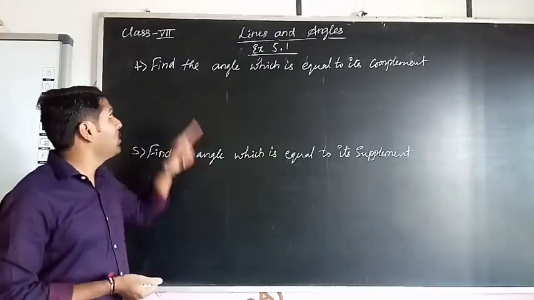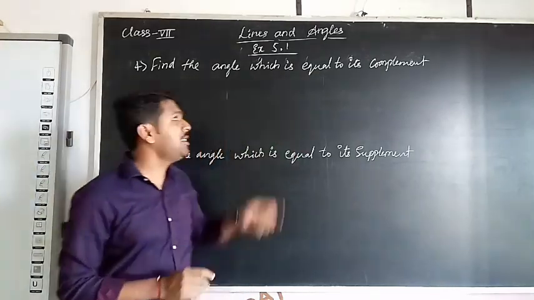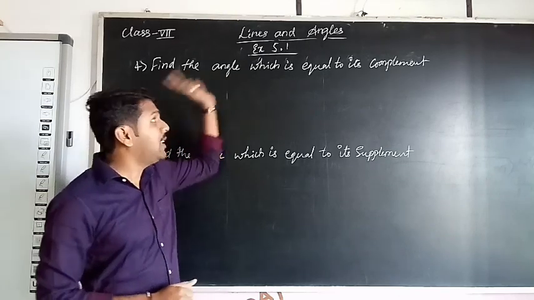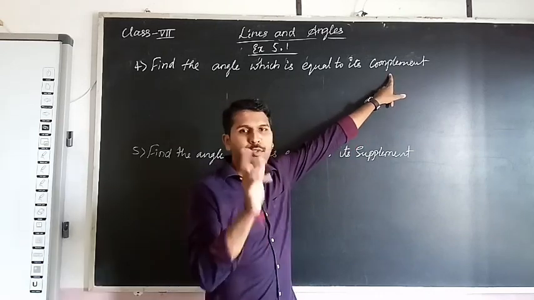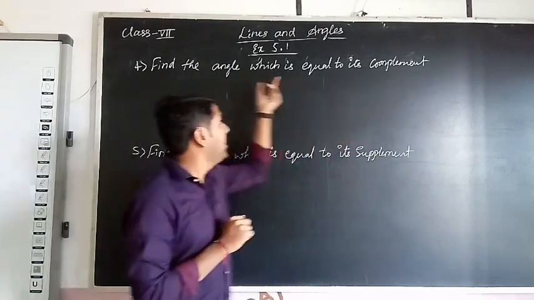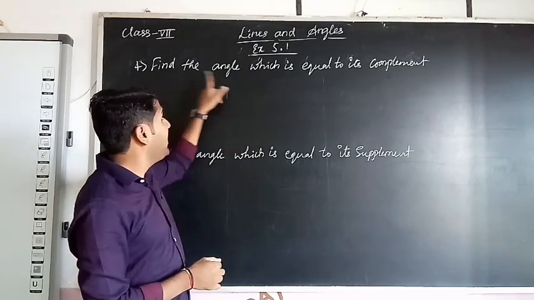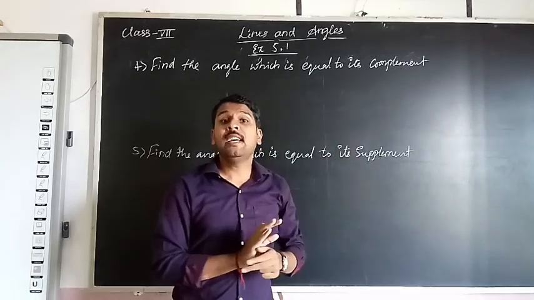So next question, the fourth one: find the angle which is equal to its complement. That means one angle is there, and you have to find that angle. That angle is equal to its complement. Complement means the sum of two angles equals 90 degrees. Here two angles are there. Both angles are equal. Why? Because we need the angle which is equal to its complement. That means both angles are equal.